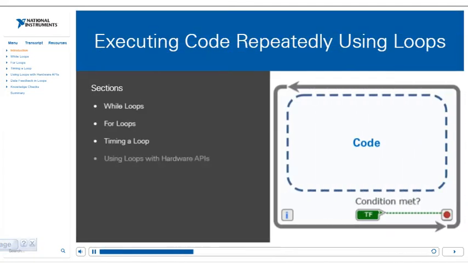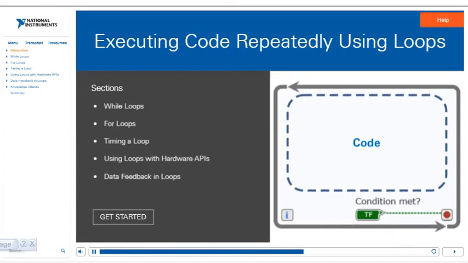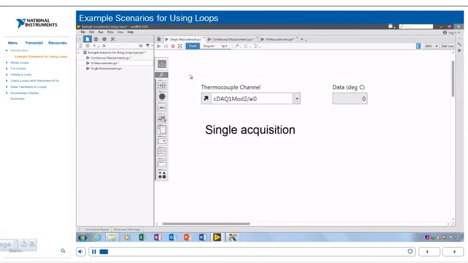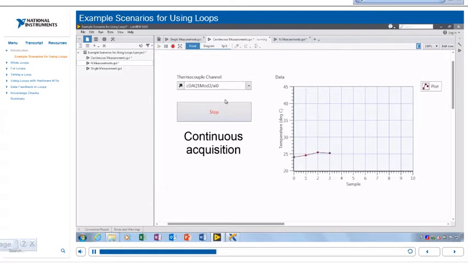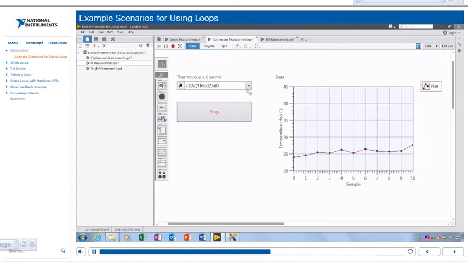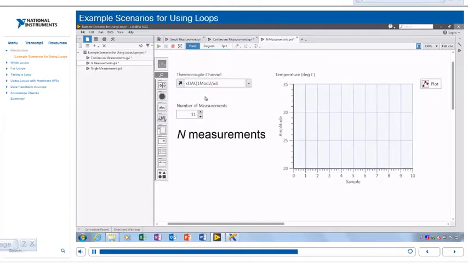In this lesson, we will learn how to execute code repeatedly using loops. So far, we have only worked with code that performs a single acquisition. You can use loops to either perform an acquisition continuously or perform an acquisition a set number of times.